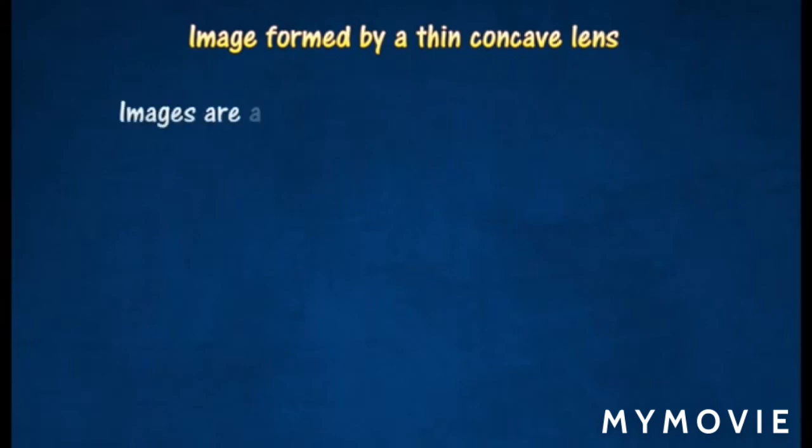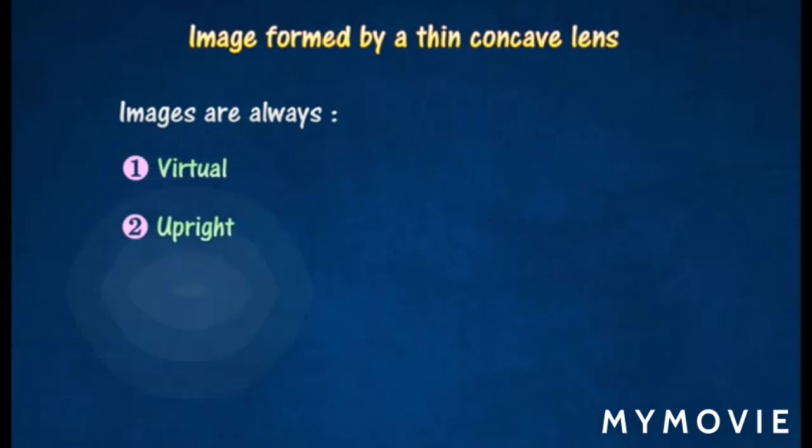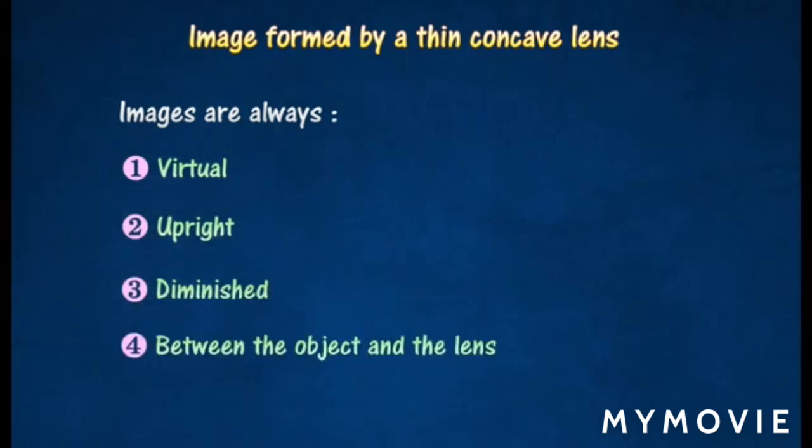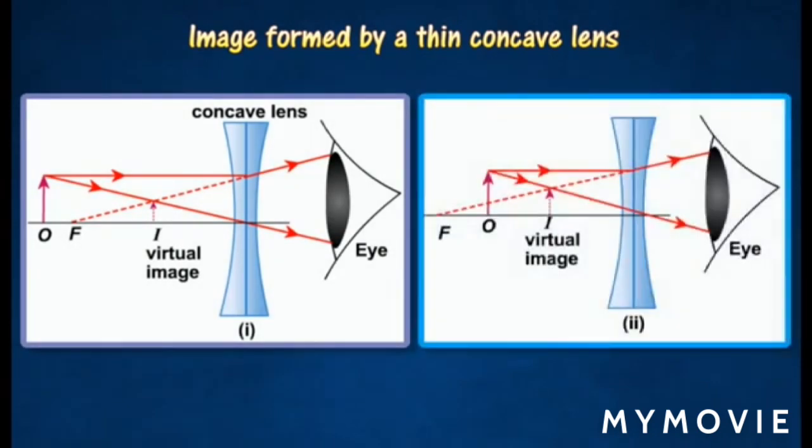The images formed by a concave lens do not depend on the position of the object from the optical center. The images are always virtual, upright, diminished, and placed between the object and the lens. The following ray diagrams show the formation of virtual images for an object at two different positions.